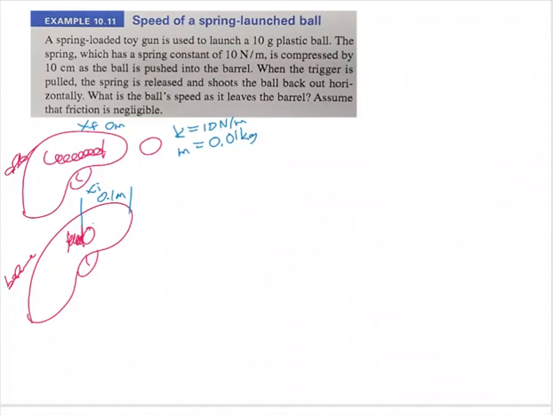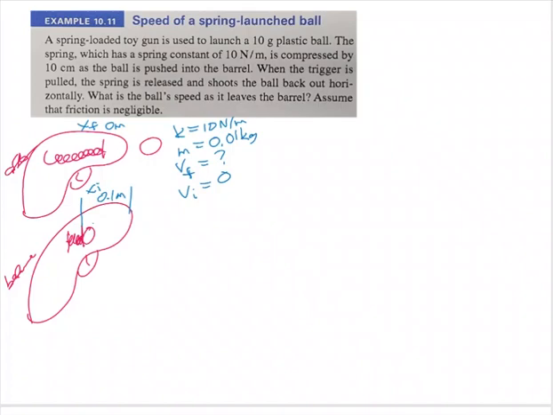And then what is it I'm looking for here? The ball speed as it leaves the barrel. That would be V sub I. That's the initial velocity, yeah. No, that'd be the final velocity. We don't know that one. What's the initial velocity? 0. Yeah, okay, good.